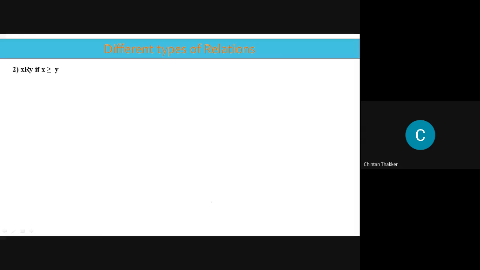Next, second, we have x is related to y if x is greater than or equal to y. Now check whether it is transitive or not. Check whether it is transitive or not. Write the answer in the chat box.